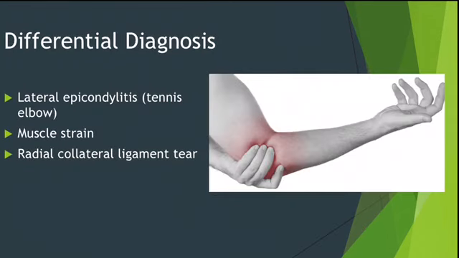Differential diagnosis of an annular ligament injury includes lateral epicondylitis, a muscle strain on the lateral side of the elbow, and radial collateral ligament tears. These all cause pain on the lateral side of the elbow, and therefore they may be confused with an annular ligament tear during evaluation.